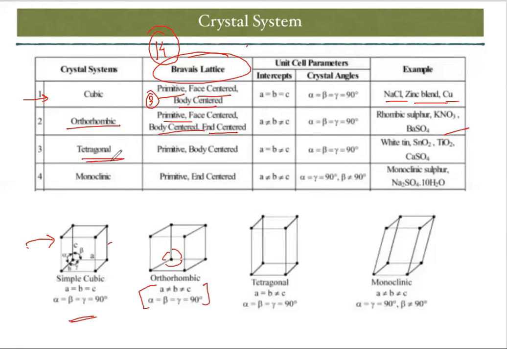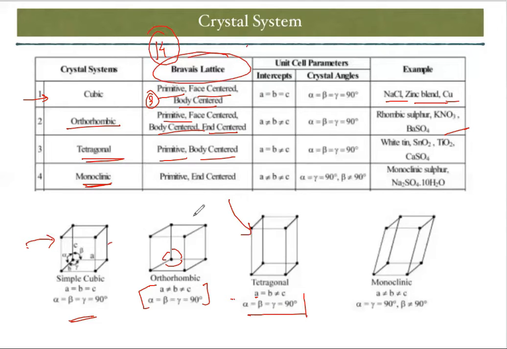Next one is the tetragonal. Tetragonal Bravais lattices possible are primitive and body centered. You see, this picture is the tetragonal. In this crystal system, A is equal to B, but that is not equal to C, and alpha, beta, gamma are 90 degrees.